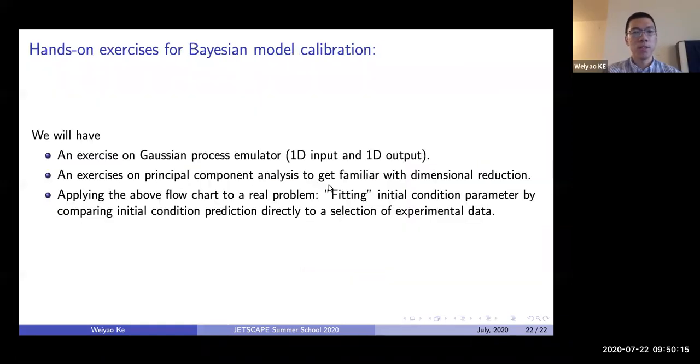just a heads up for the exercise. We'll have a separate exercise on the Gaussian process emulator, another one on principal component analysis to get familiar with how you reduce something with many degrees of freedom to just a few effective degrees of freedom. And finally, applying this above workflow to a real problem, that is fitting the Trento initial condition parameters by comparing some of its event properties to a selection of experimental observables.